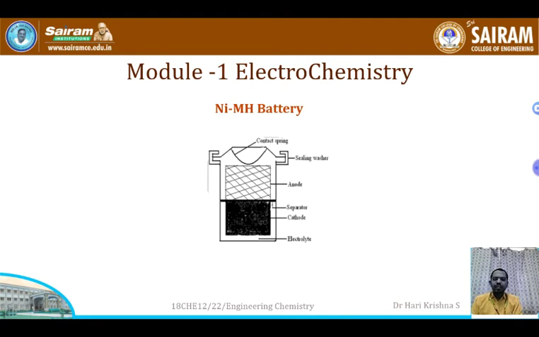The electrodes are separated by a synthetic material such as polypropylene, which acts as an insulator between the two electrodes and as an absorbing medium for the electrolyte. The electrolyte used, as discussed earlier, is potassium hydroxide. All these components will be enclosed in a steel container, and the battery looks like this.